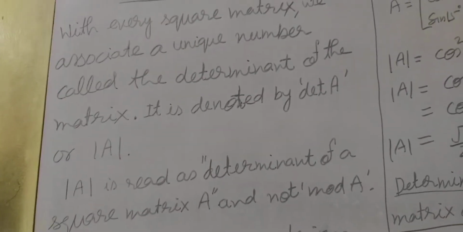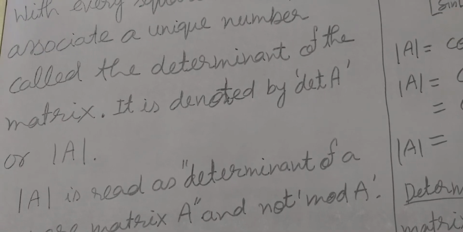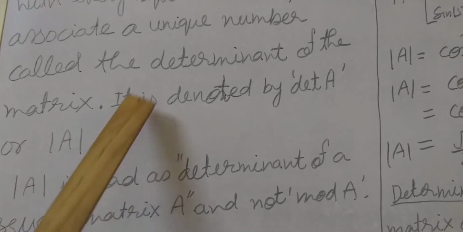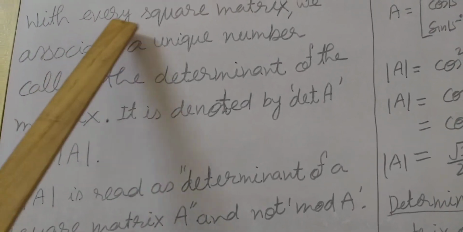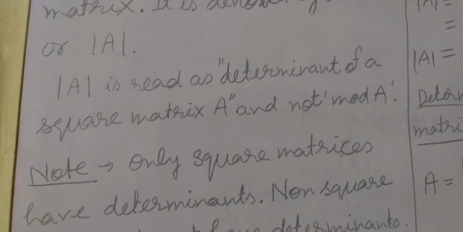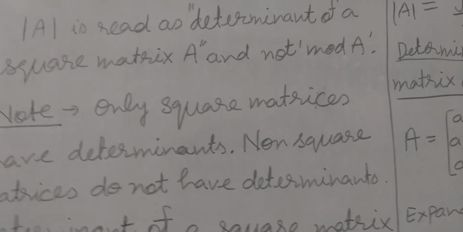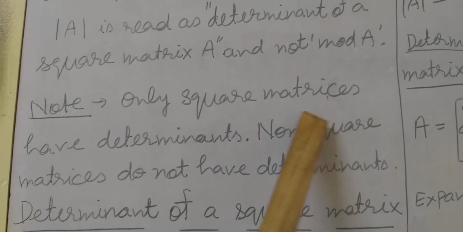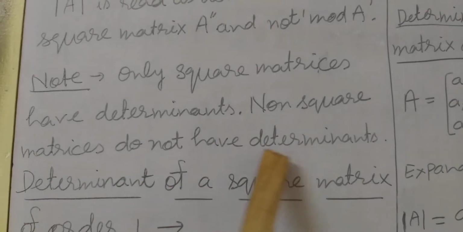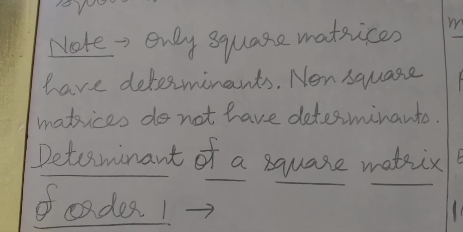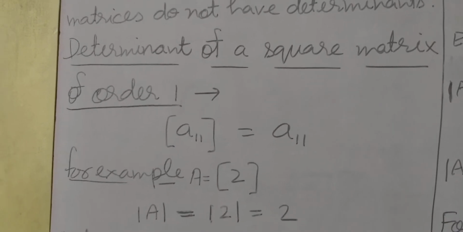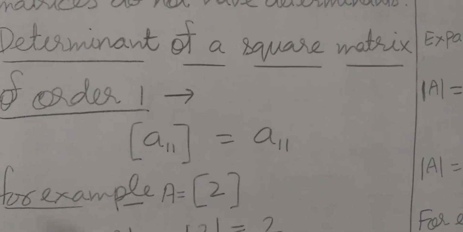Okay, students, so what is determinant? Determinant is a number by which we can express a square matrix. Always remember, students, only square matrices have determinants. Non-square matrices do not have determinants. So let us see the method of finding determinant.